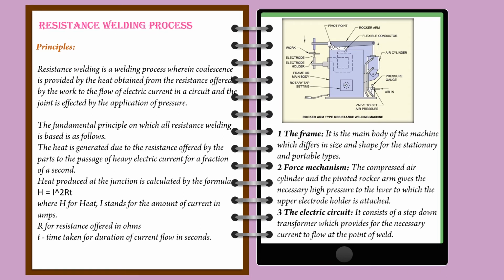Number 1. The frame. It is the main body of the machine, which differs in size and shape for the stationary and portable types. Number 2. Force mechanism. The compressed air cylinder and the pivoted rocker arm give the necessary high pressure to the lever to which the upper electrode holder is attached. Number 3. The electric circuit. It consists of a step-down transformer which provides for the necessary current to flow at the point of weld.